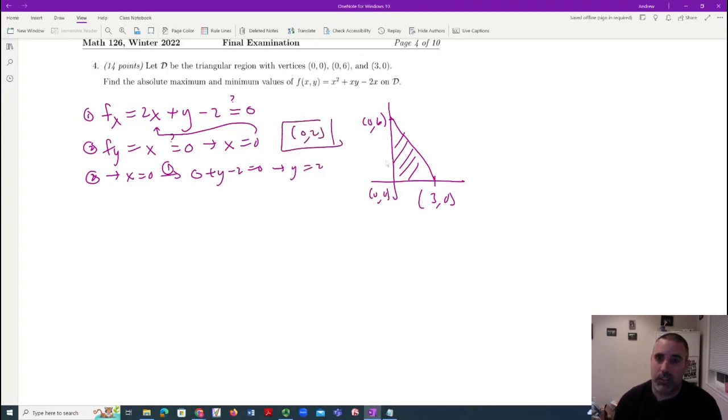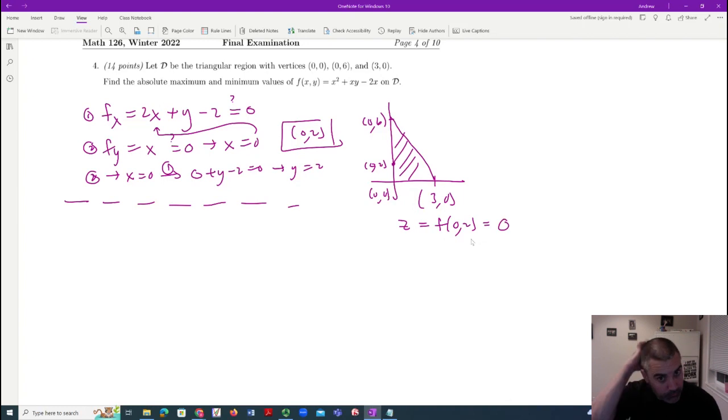Now 0, 2 technically is part of the region, but it's on the boundary. So you actually don't need to plug that in. It doesn't hurt to plug it in. But the reason you don't need to plug it in is you're going to be analyzing that boundary later. But let's plug it in anyways. Plug in x is 0, you just get 0. Okay. Now the real work begins.